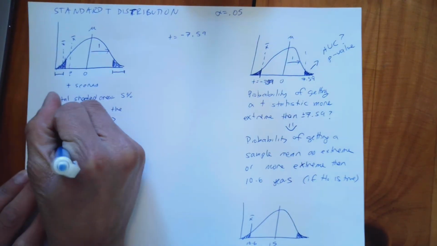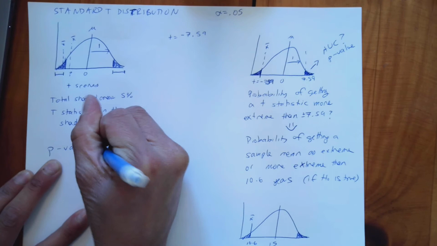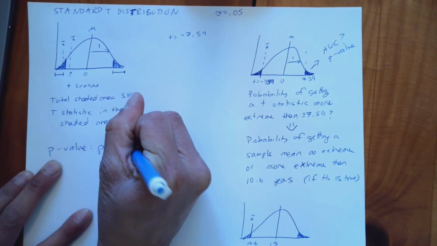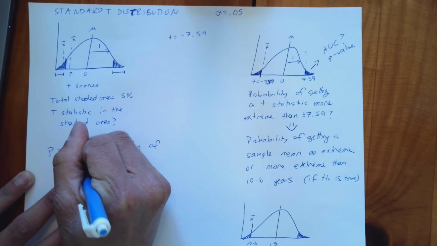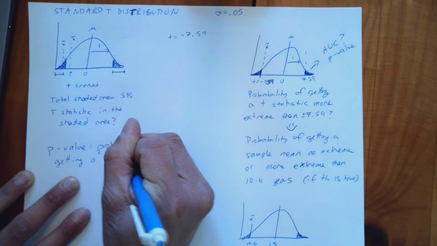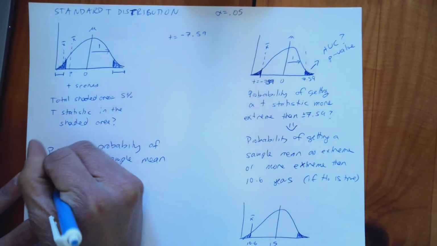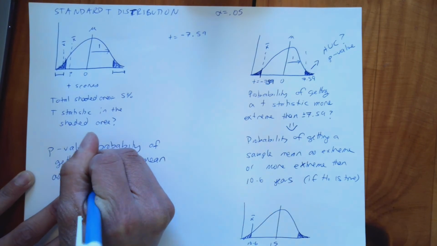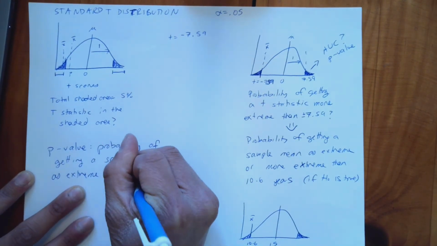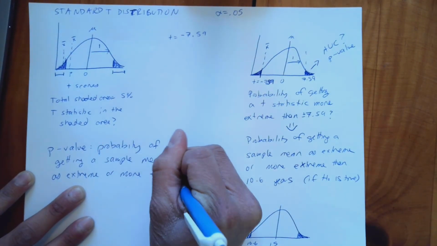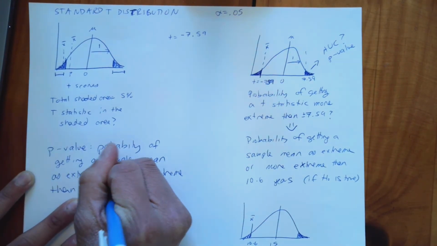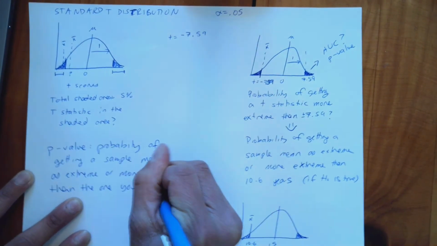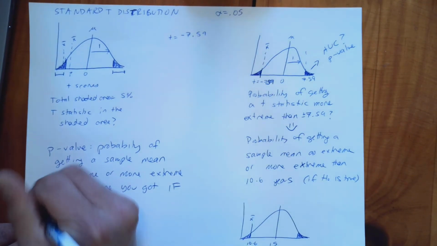So your p-value is the probability of getting a sample mean as extreme or more extreme than the one you got, if the null hypothesis is true.